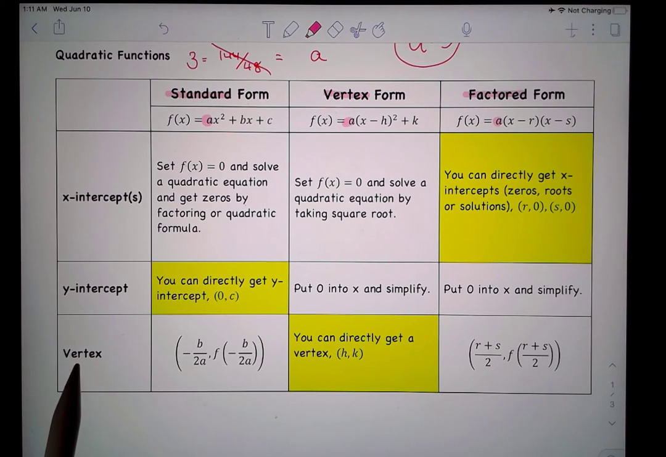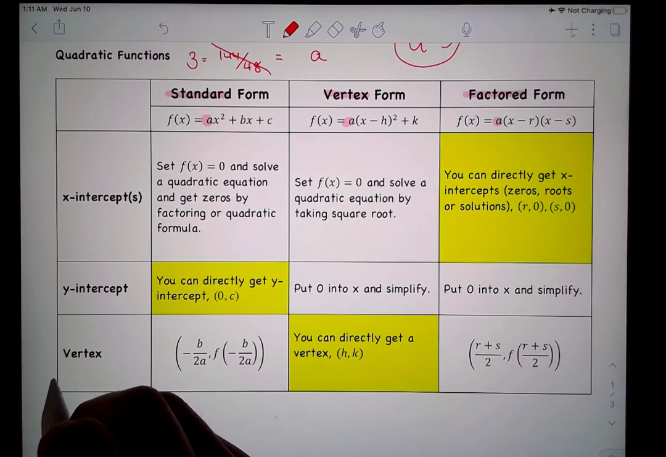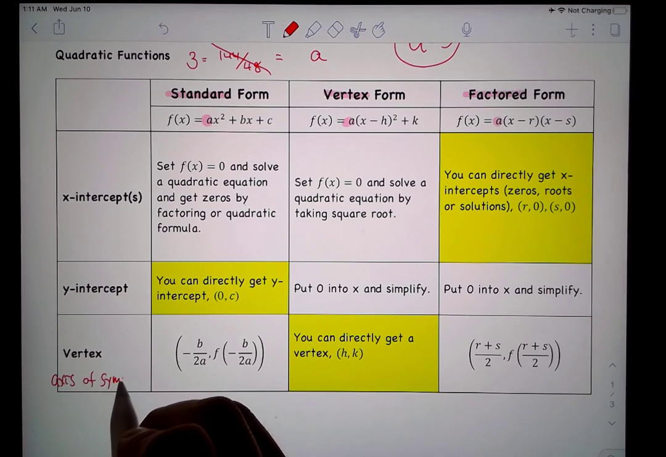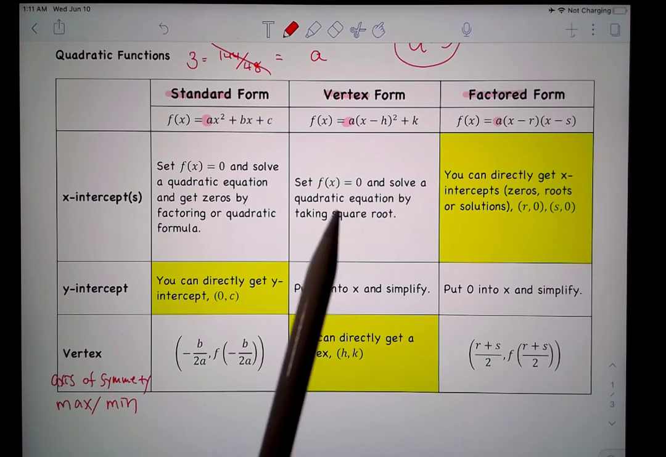And from the vertex, you can also get what? You can also get the axis of symmetry, which is your x-coordinate, and you can also get your maximum or minimum from your y-coordinate of the vertex. So you can also get this from the vertex, right? So let's look at this.